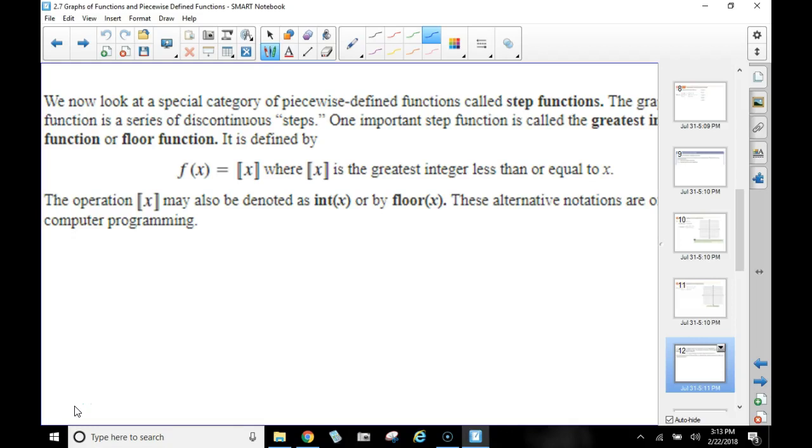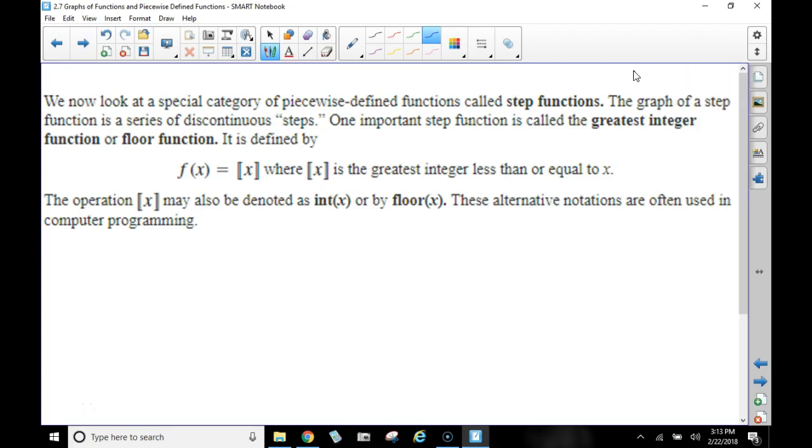Okay, so in example 8, we are going to be looking at how to graph the greatest integer function. And this is actually a special category of piecewise defined functions. This is what we call the piecewise defined or the greatest integer function, also known as the floor function. And it consists of a set of discontinuous steps. And we'll talk about why that is.